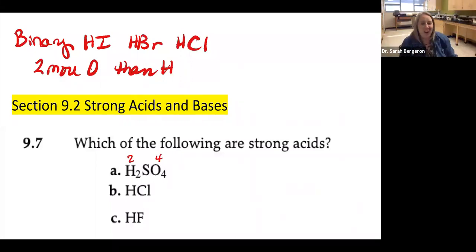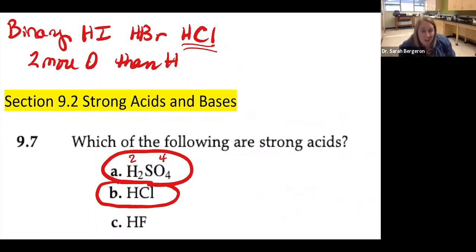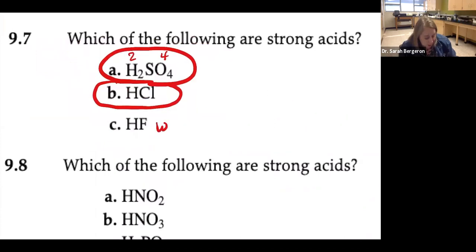And so I have 2 more, right? So this one is strong. Which of the following are strong? So I'm just going to circle my strongs. HCl, look at that, it's in my list, HCl. HF. HF is binary, hydrogen and fluorine. Not on my list, so it is not strong. So this would be weak.